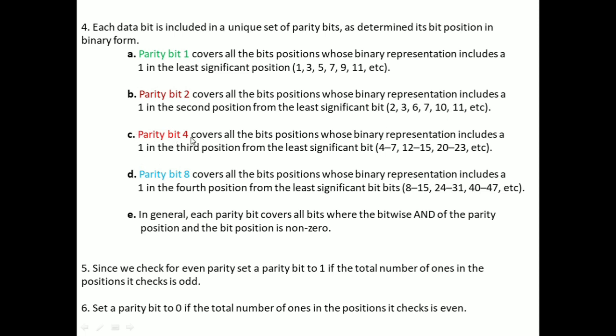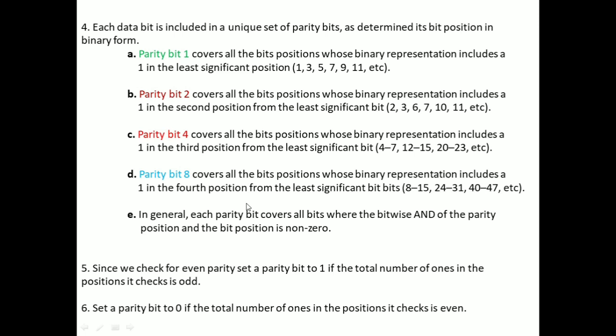Parity bit 4 covers what? The bit positions with 1 in the third position from the least significant bit. From decimal number 4 to 7 we have 1 in the third position from the least significant bit, also from 12 to 15, from 20 to 23, etc. Parity bit 8 covers all the bit positions which have 1 in the fourth position from the least significant bit. Those binary numbers are from 8 to 15, 24 to 31, 40 to 47, etc.